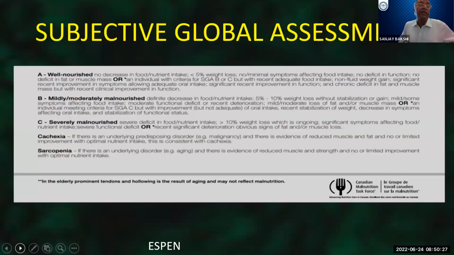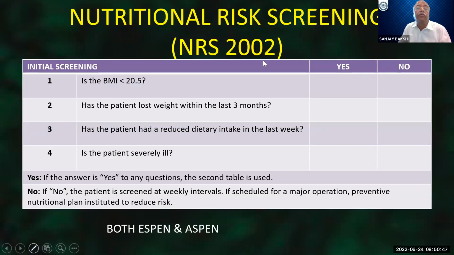Now, there you have initially either a well-nourished patient where there's no more than 5% weight loss, or you have a mild to moderately malnourished patient where you have a 5 to 10% weight loss without stabilization or gain, or a severely malnourished patient, or a patient with cachexia and/or sarcopenia. So that is the nutrition assessment that's quite dated. It's 2002. Initial screening is the BMI less than 20.5.